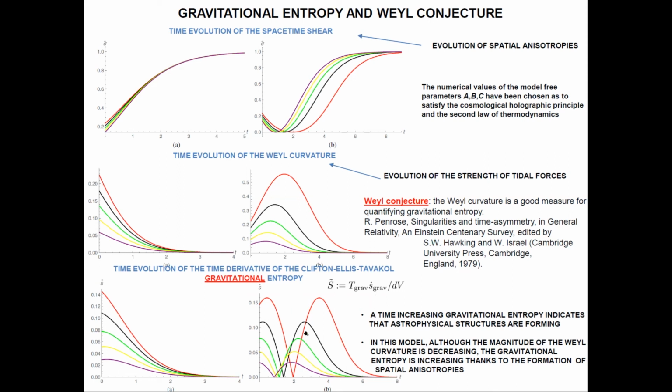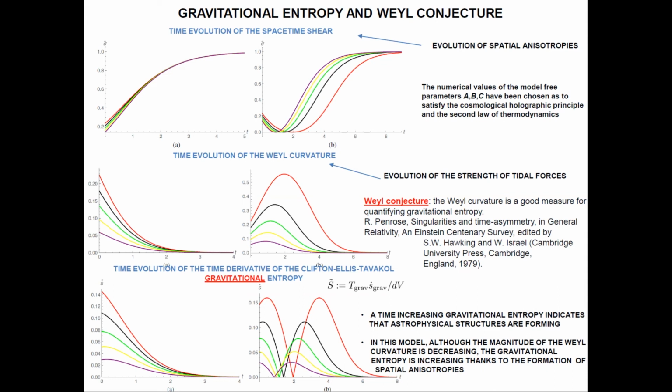So we can see that in these last figures, this quantity is positive. So this is a first derivative, and this means that the gravitational entropy is an increasing function over time in this model. And so it means that structures are formed. And in fact, we can see that indeed spatial anisotropies are increasing, which will mean that if we look in one direction, we may see an astrophysical structure. If we look in another one, we may not see it. So this is the meaning of anisotropy.